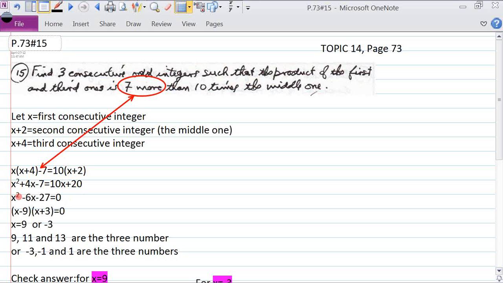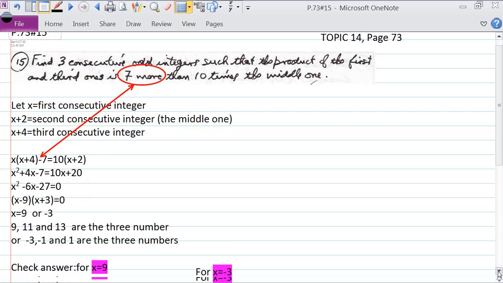So now I'm going to bring all terms to the left. The x squared stays as it is. I've got plus 4x. When I bring this from the right side to the left, it becomes minus 10x. 4x minus 10x becomes minus 6x. And plus 20 on the right becomes minus 20 on the left. So minus 7 and minus 20 gives me minus 27 equals 0.